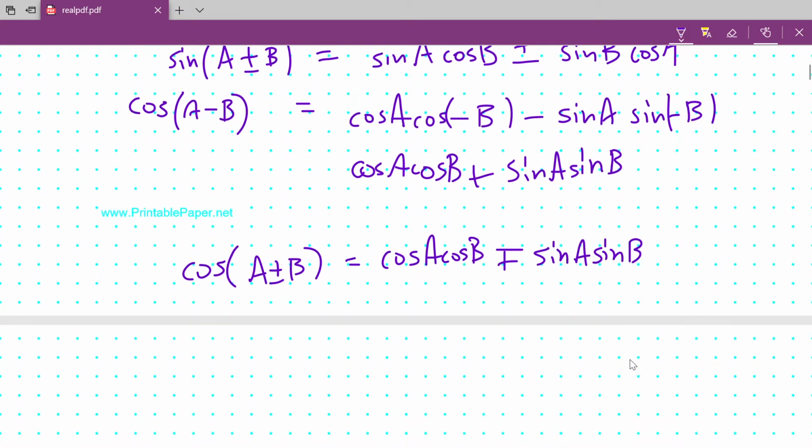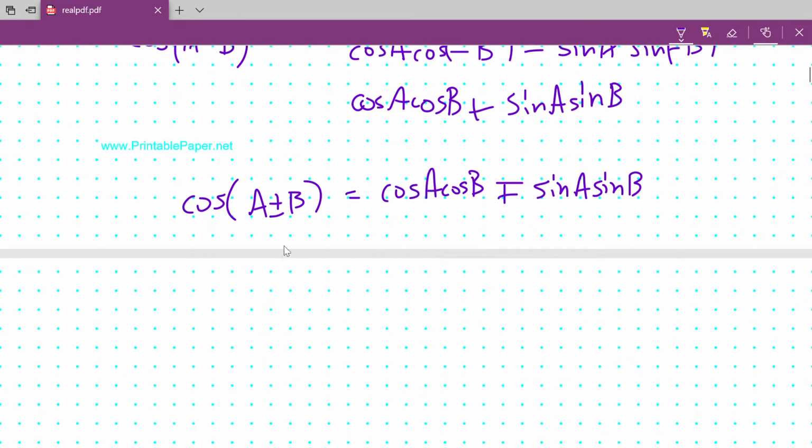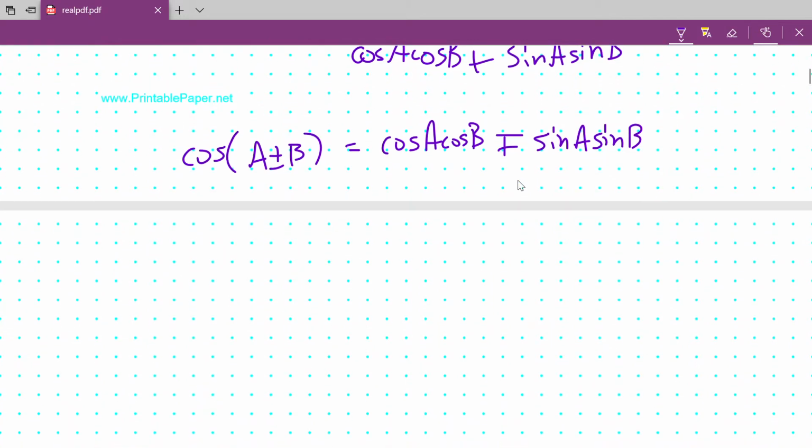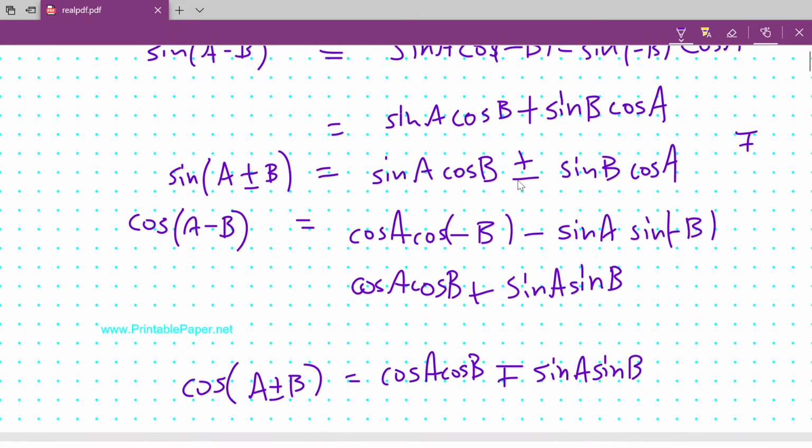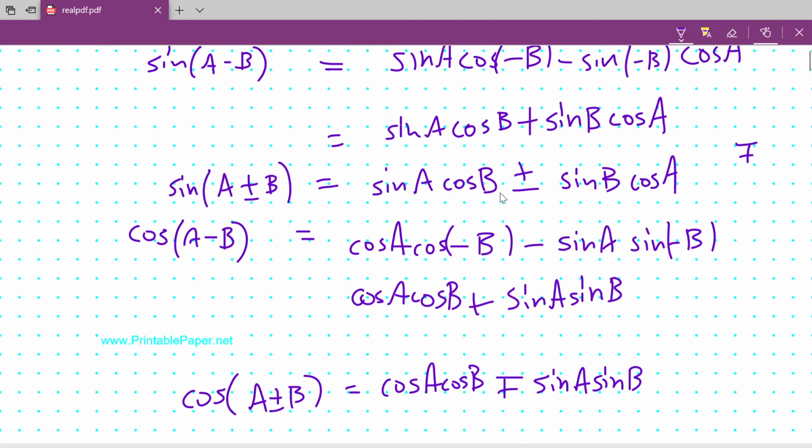And this is simply because if we want to take one case of this, we just have to take the top side, so cos(a + b), or we can take the bottom side, and cos(a - b) is cos a cos b plus sine a sine b, because sine is on the bottom side here. And that's how these plus and minus signs work, especially in identities like this.